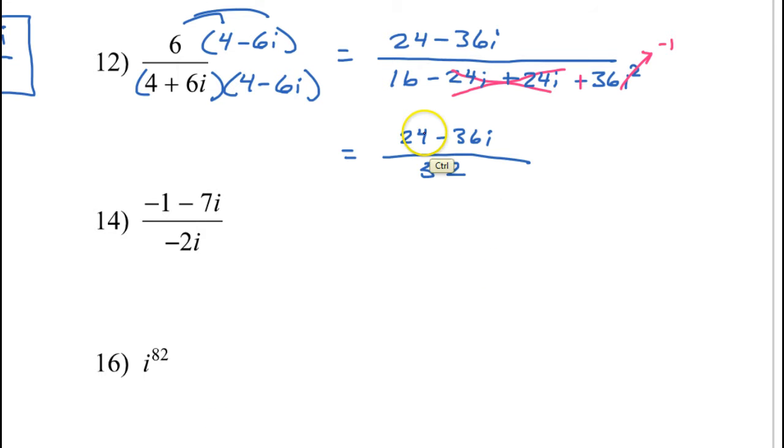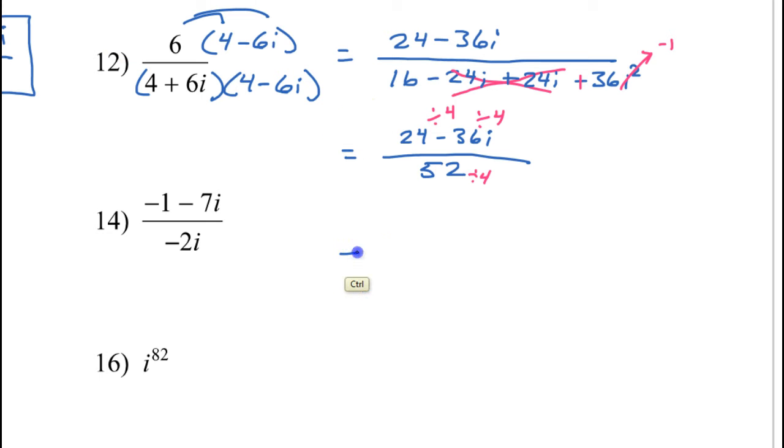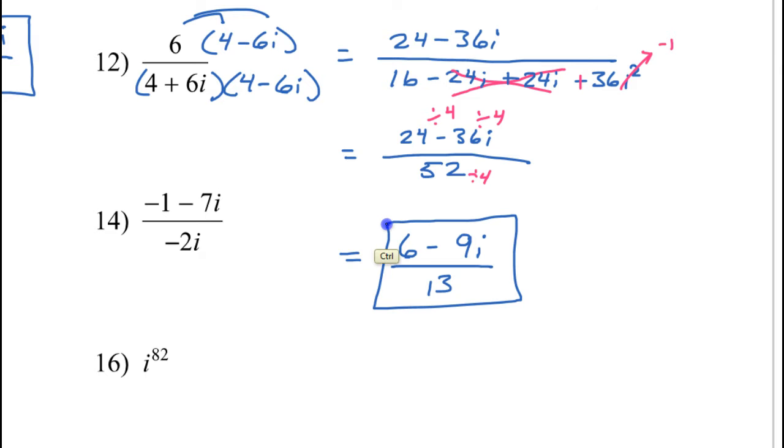Now I look to see, is there anything that will divide evenly into all three of these numbers? Well, all three of these numbers are divisible by 4, so I need to make that happen. If I divide these all by 4, I'm going to get 6 minus 9i over 13. So this will be the final answer for number 12.